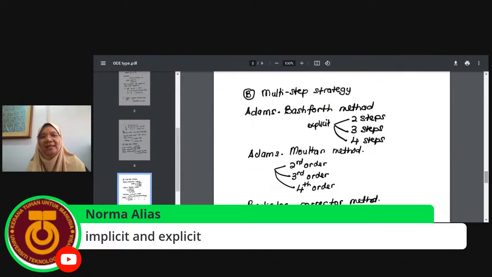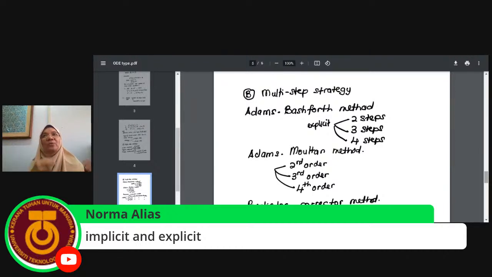Now we are in the multi-step strategy to solve the first order ordinary differential equation using a few methods. The first is the Adams-Bashforth method. There are a few steps: 2 steps, 3 steps, and 4 steps. Adams-Bashforth comes from the derivative of the polynomial function, and this is considered explicit because it's the same as Euler, same as Taylor's and Runge-Kutta, all are explicit.